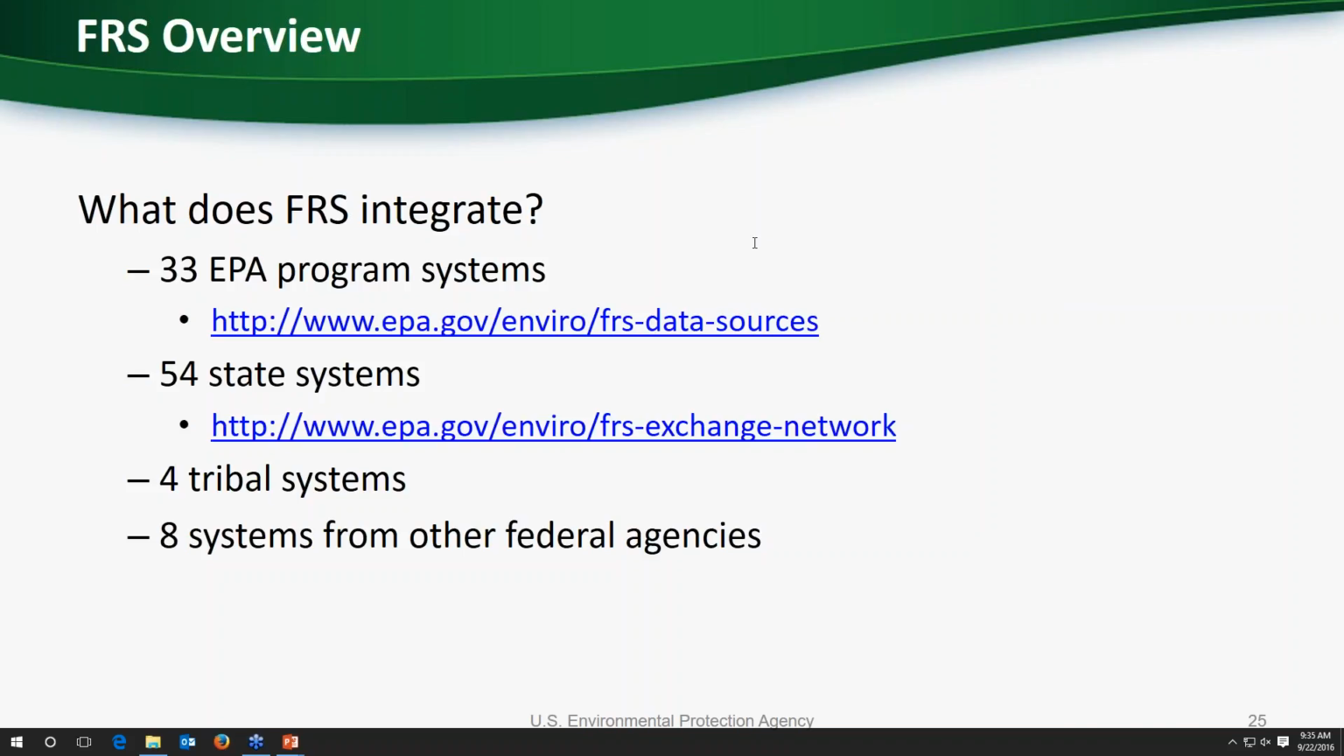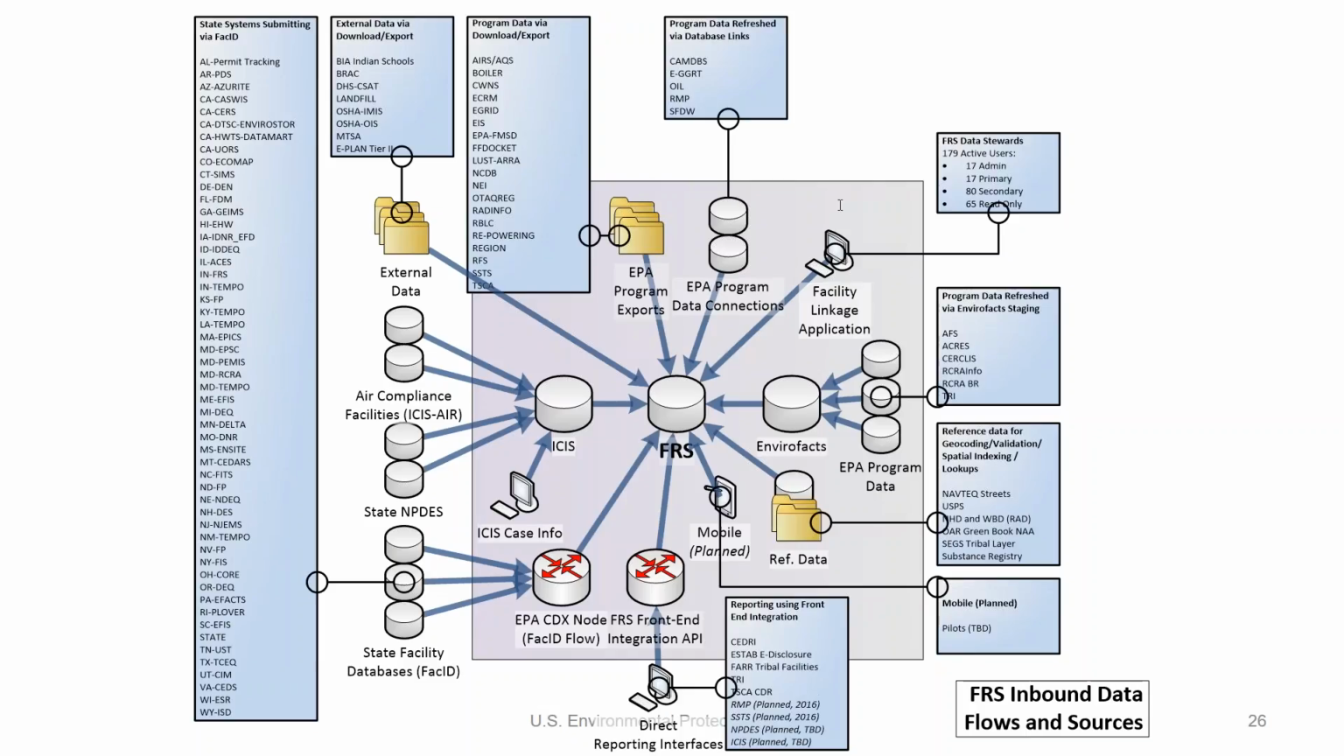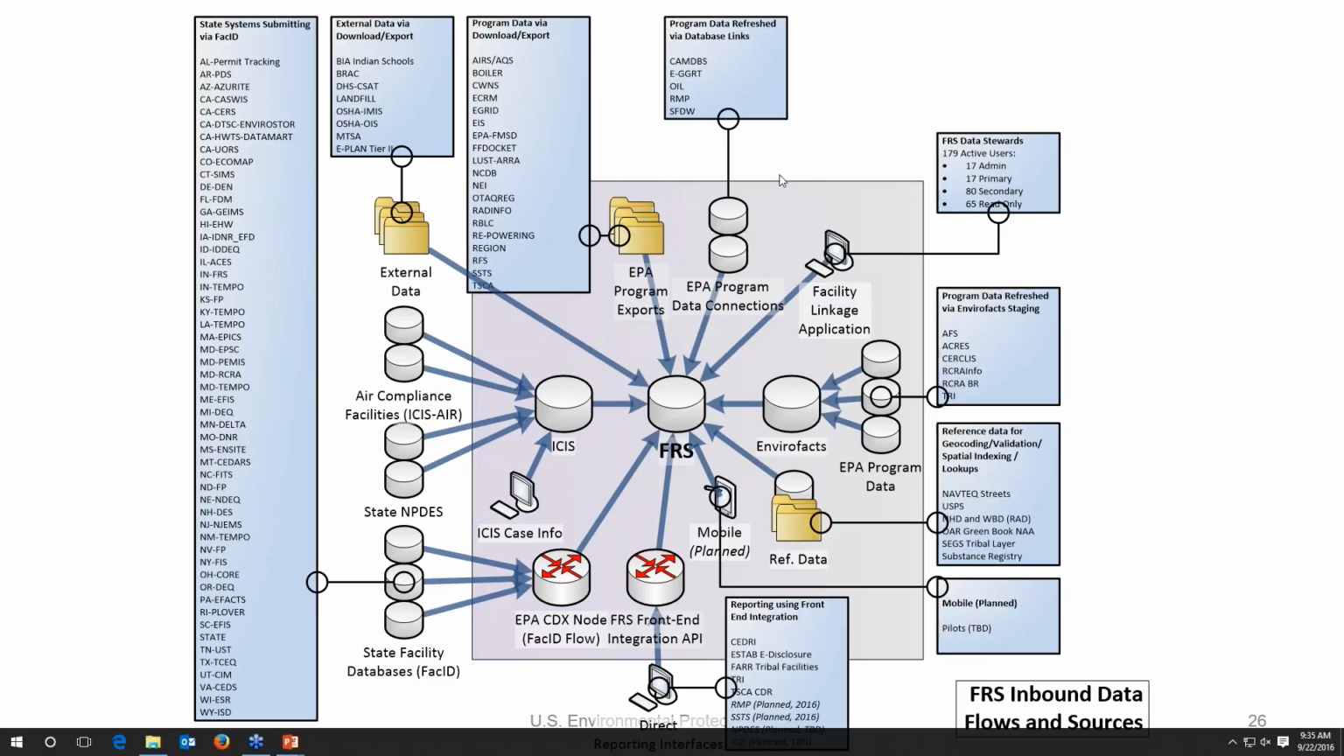On the next 2 slides, it's essentially an eye chart here. I wouldn't expect you all to be able to see it very clearly, but here's an example of some inbound data flows and sources that lead to FRS. You can see some major buckets there, such as state facility databases, ISIS, which integrates state NPDES data and air data, and then we also have integration with EnviroFacts. We also have some other cool projects going on at the bottom of the screen: the front-end integration API, which corrects data as it's reported to EPA programs. We currently have about, I think, 11 applications in production that use some sort of facility lookup widget on the front end to increase data quality as it's reported to EPA.